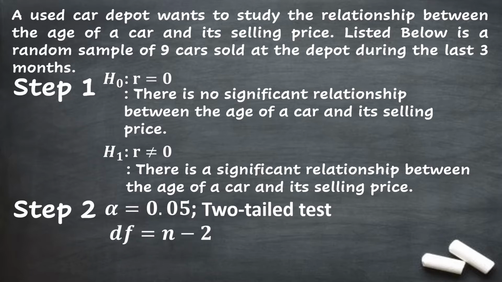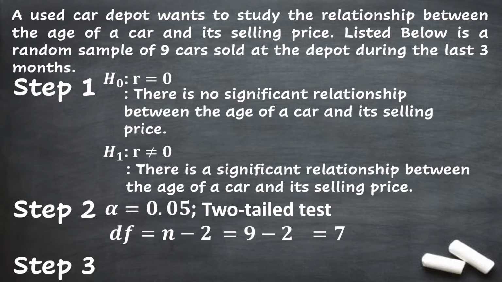For the degrees of freedom, the formula is n minus 2. n represents the number of paired data given in the problem or in the table. Substituting the value for n, if you can recall po, in this problem we have 9 samples. So, the equation for the degrees of freedom will be 9 minus 2. Simplifying, the degrees of freedom is 7.